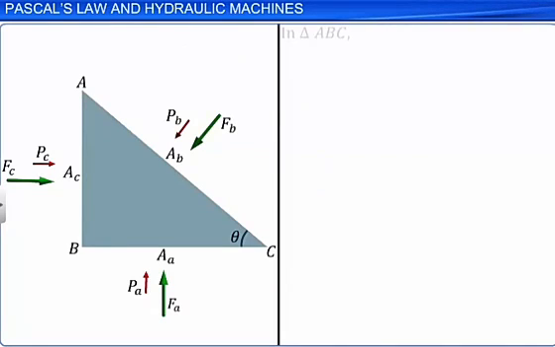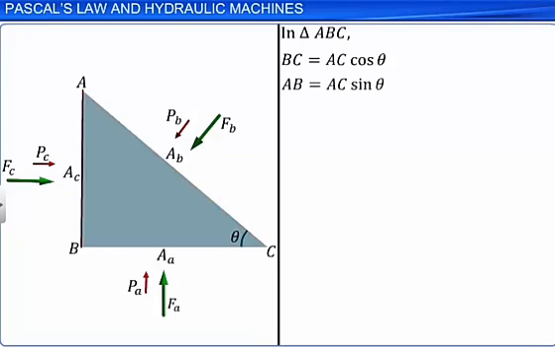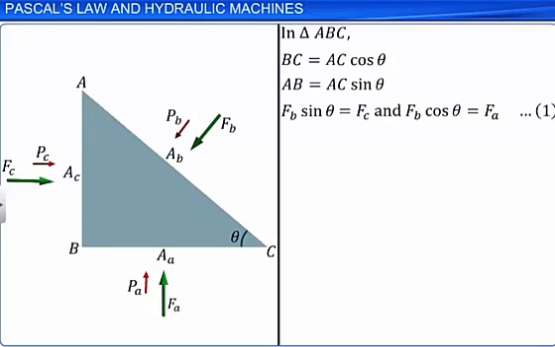Geometrically, in the right-angled triangle ABC, BC is equal to AC cosine theta and AB is equal to AC sine theta. The forces shown are normal to the respective areas that include the sides. Thus, we have Fb sine theta equal to Fc and Fb cosine theta equal to Fa. Let us call this equation 1.